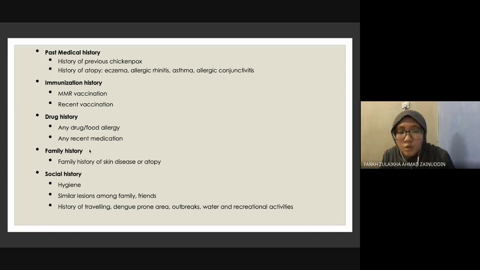For social history, ask about the patient's hygiene and similar lesions among family and friends. If this occurs, then you might think of infective causes. Any history of traveling, dengue-prone area, outbreaks, or water and recreational activities points more towards an infective cause like dengue, leptospirosis. Next, we go to physical examination.